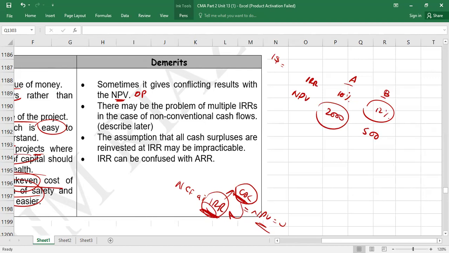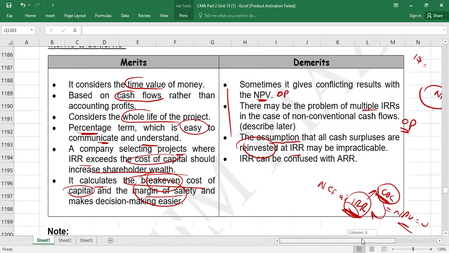So whenever there is a conflict, preference will always be given to NPV, not to the IRR, because NPV tells you the exact amount with which shareholder wealth will increase. Then there might be a problem of multiple IRR. Yes, this I'll also open now. Now we have some other points, assumptions. The assumption of IRR is that cash flows are reinvested at IRR, which I'll explain now. So these disadvantages are really important. Let's have a look point by point.